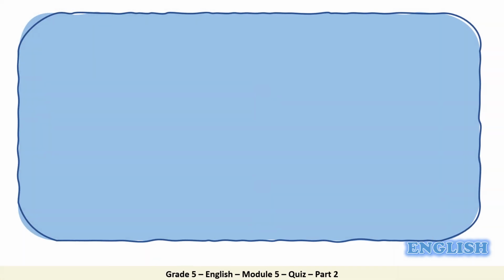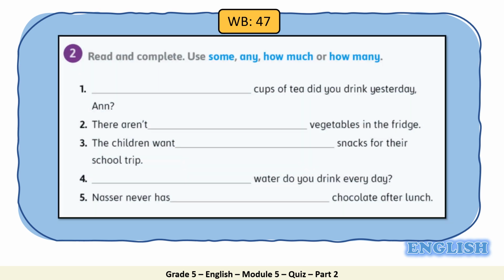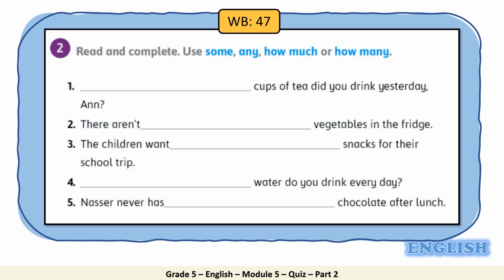To practice the quantifiers more, please open your workbook page 47, exercise number 2. In this exercise, you have to read and complete using some, any, how much, or how many. Let's do number 1 together. What is the keyword that will help me choose one of the 4 words? That's right, cups of tea. Now let me ask you, can you count the cups of tea? Yes, you can. So it is countable.